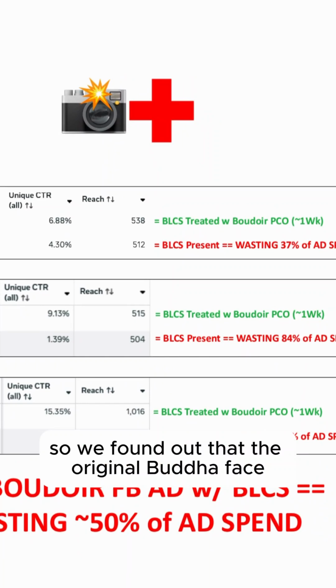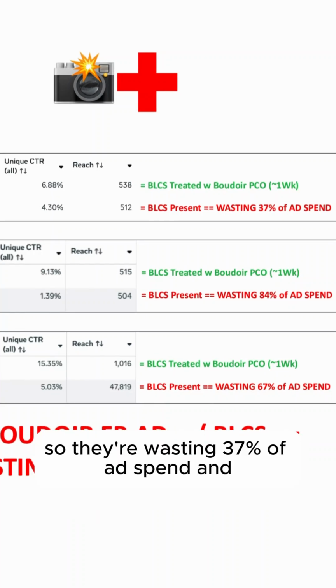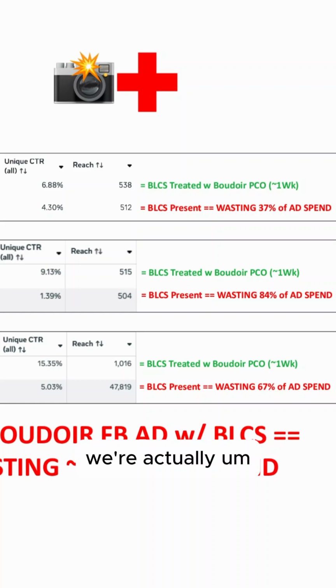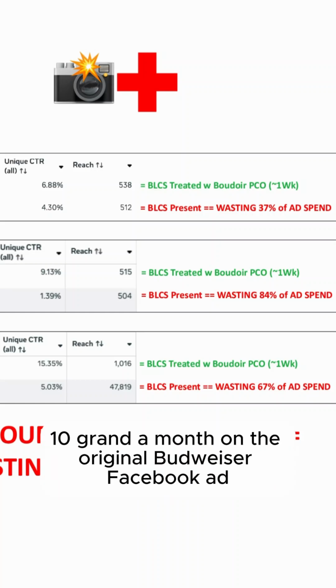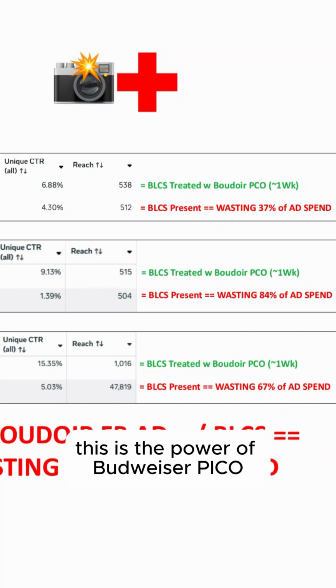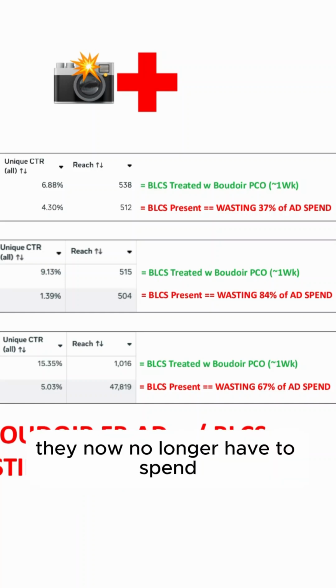So we found out the original Boudoir Facebook ad was wasting 37% of ad spend. So if they're wasting 37% of ad spend, and they're spending 10 grand a month on the original Boudoir Facebook ad, now they only need to spend 6.3 grand a month on the Boudoir Pico treated ad in order to get into the same number of women's brains. This is the power of Boudoir Pico. So that difference, $3,700 a month, they now no longer have to spend.